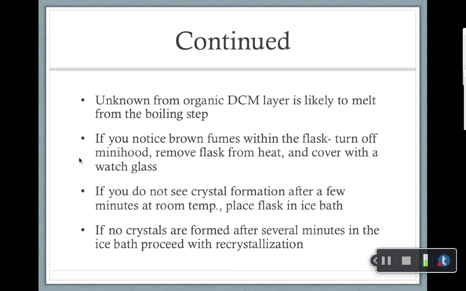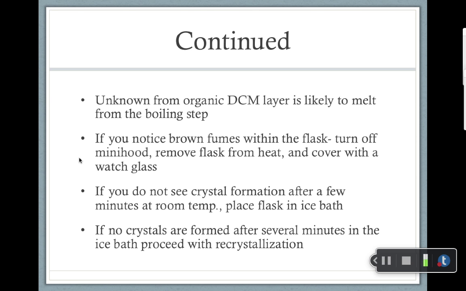I alluded to this in the previous slide, but the unknown is likely to melt from the boiling step. So you may see a layer that is brownish in color. DCM is clear. If you see something that is not clear, you likely have your product separate from your DCM. If you begin to notice brown fumes, that means that you are actually boiling off your organic. So what you want to do is turn off your mini hood, remove your flask from the heat, and cover it immediately. This will prevent your unknown from vaporizing and you losing all of your product.